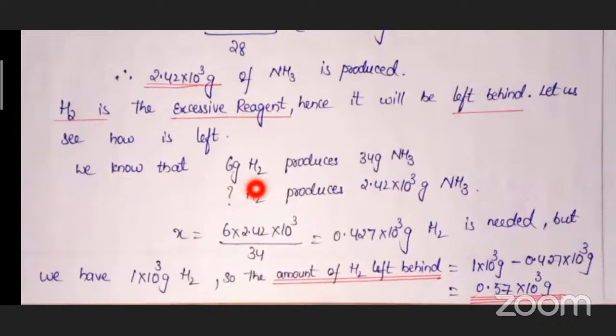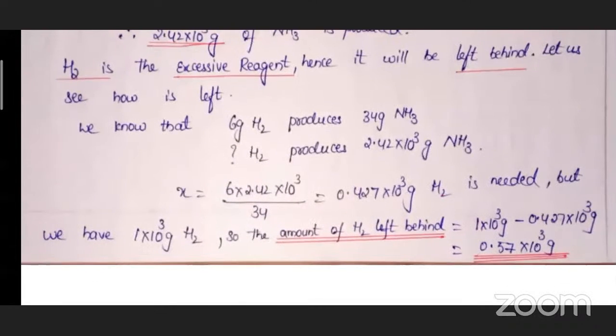We know that 6 grams produces 34 grams. How many grams will produce 2.42 into 10 to the power of 3 grams of ammonia? So this much hydrogen is needed. How much would be left? 1 into 10 to the power of 3, if you subtract 0.427, you will get 0.57 into 10 to the power of 3 grams. So this much hydrogen is left.